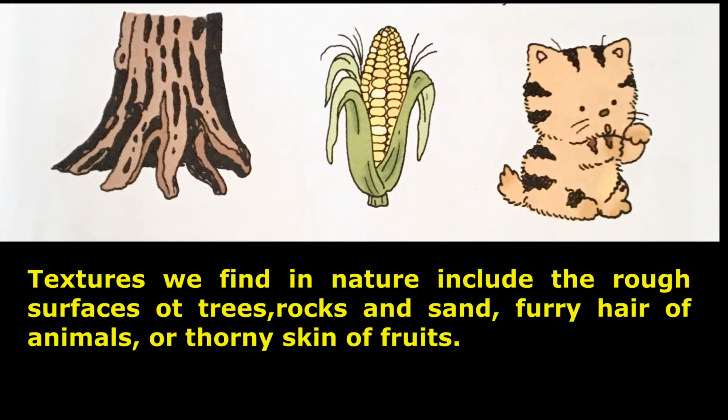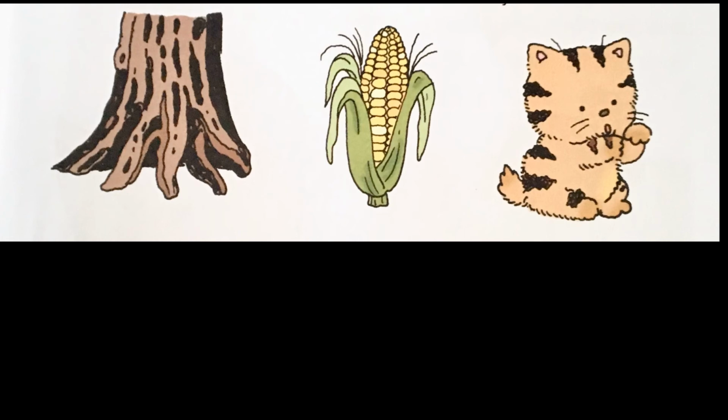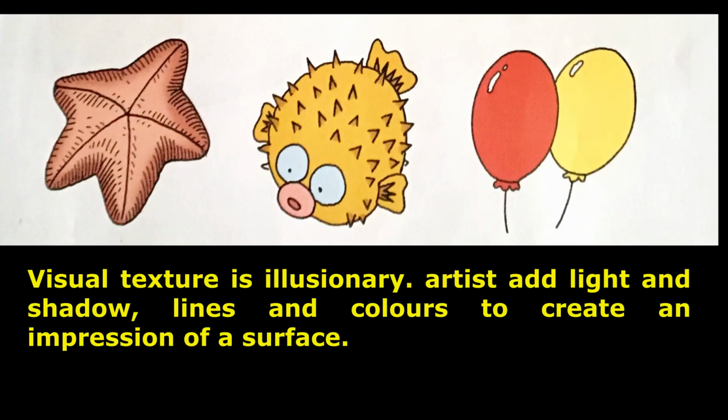Textures we find in nature include the rough surface of trees, rocks, and sand, the furry hair of animals, or the thorny skin of fruits. And in art, visual texture is illusionary. Artists add light and shadow, lines, and colors to create an impression of a surface, like those pictures that you can see on your screen.